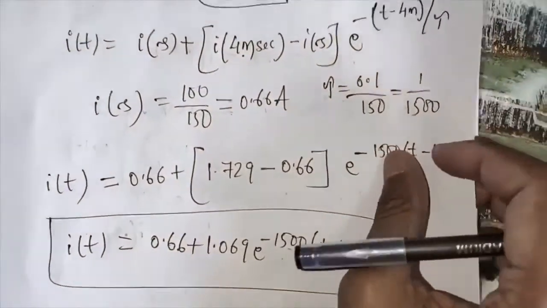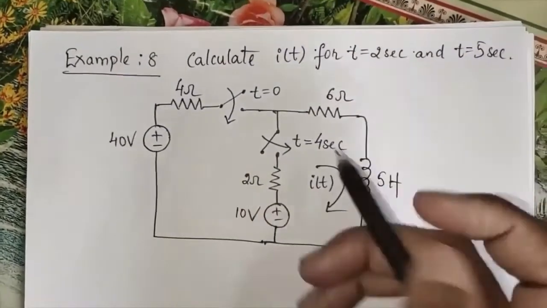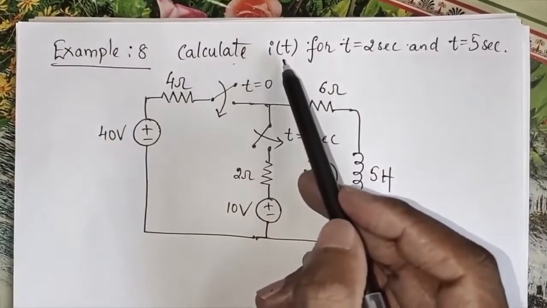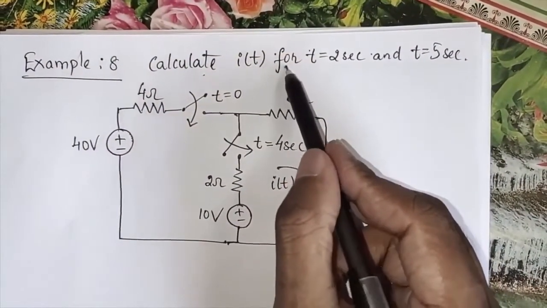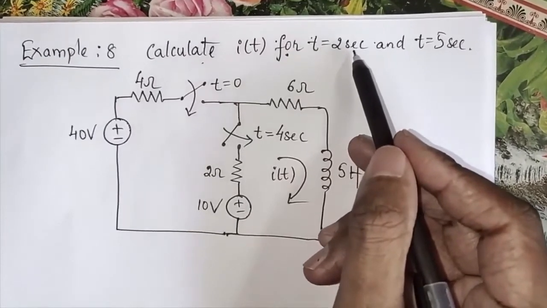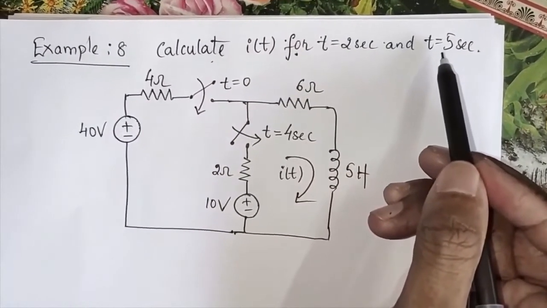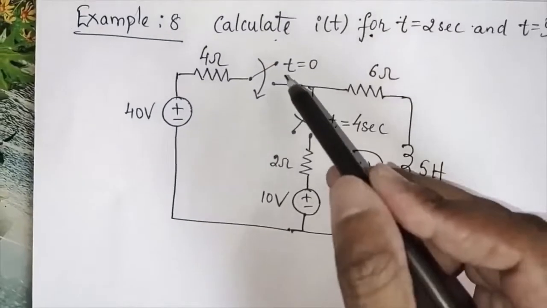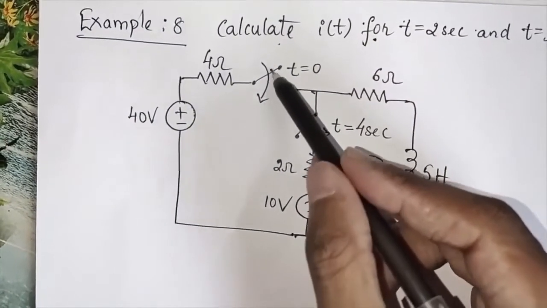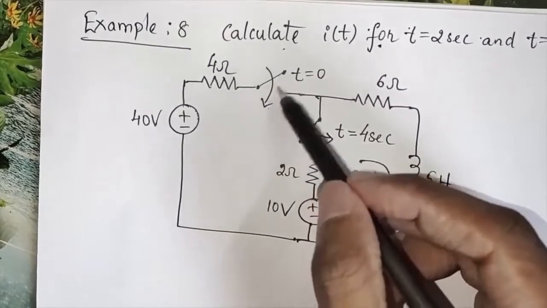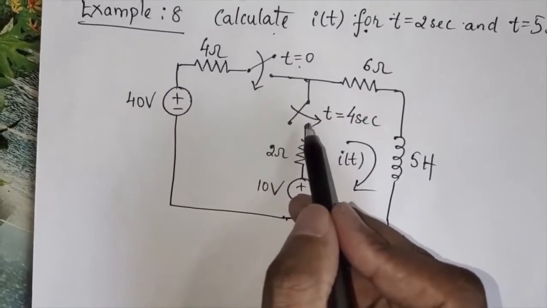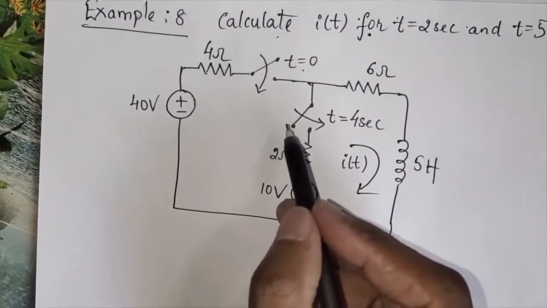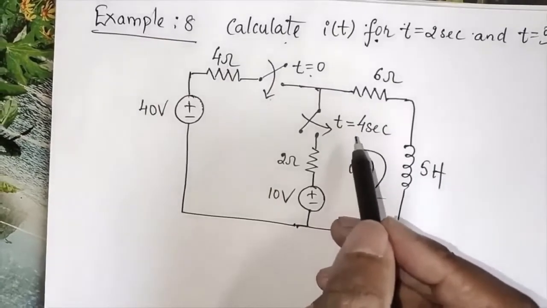So the next, 8th example, is asked to find the expression for current I of t for t is equal to 2 seconds as well as when t is equal to 5 seconds. Here we have two switches. The first switch is initially open and is closed at t is equal to 0. The second switch is opened initially and this switch is closed at t is equal to 4 seconds.